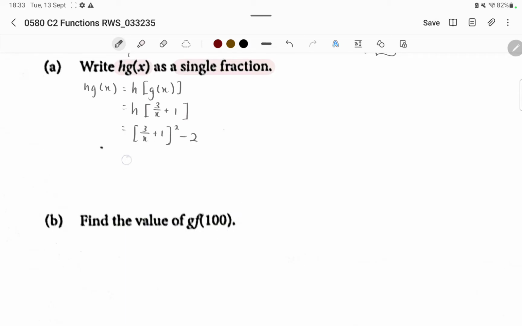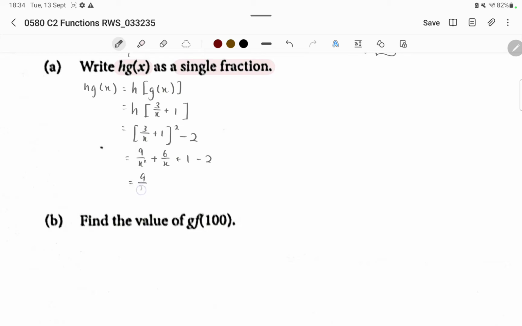So remove the cube first. 3 squared you get 9 over x squared, plus 1, minus 2. Because this one is two terms, the square of this you have to write plus 3 over x times 1 times 2. So 6 over x, and then plus 1, and then only minus 2.